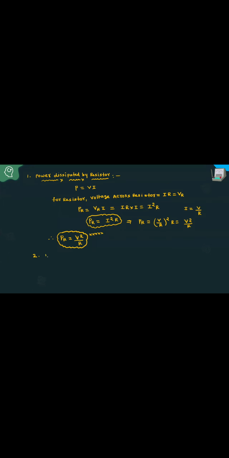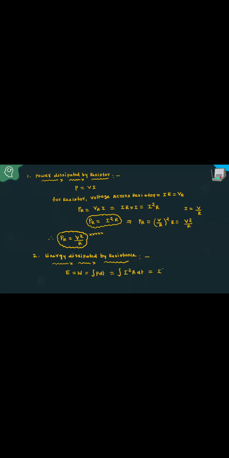Then how to calculate the energy dissipated by resistance? You know the formula for energy: I will explain, energy equals the integral of P dt. What is P? I square R, so I square R into dt.